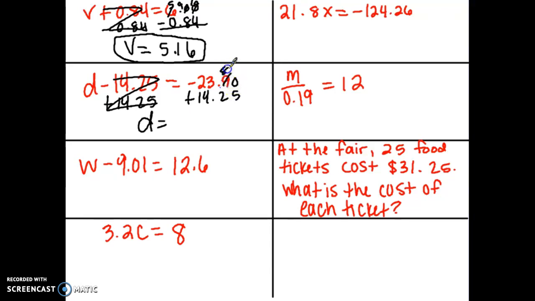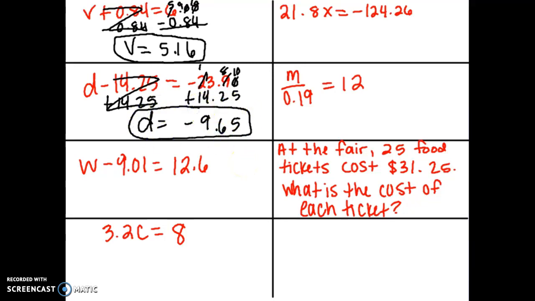I have to borrow. I have to regroup this tens to give 10 tens to the one place. 10 minus 5 is 5. 8 minus 2 is 6. Again, I have to regroup. 13 minus 4 is 9, and 1 minus 1 is 0. The bigger number is negative, so my answer is negative. Negative 23 and 9 tenths plus 14 and 25 hundredths is negative 9 and 65 hundredths.